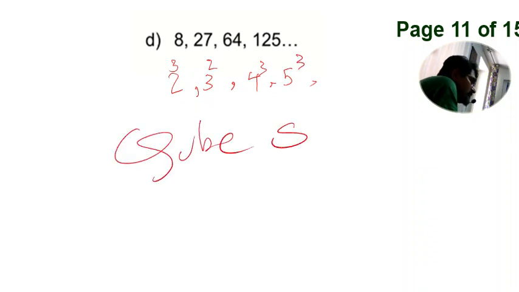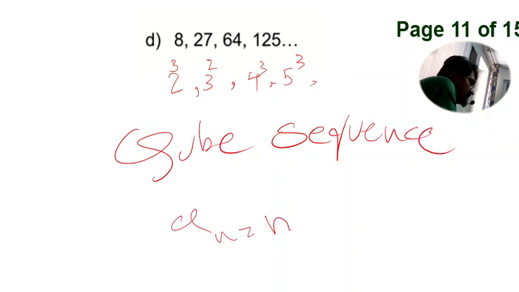Then 8, 27, 64, 125: 2 cubed, 3 cubed, 4 cubed, 5 cubed, that is a cube sequence. an is equal to n cubed.